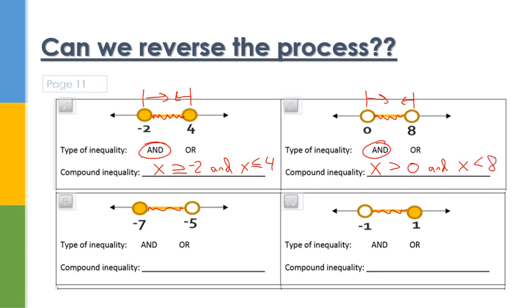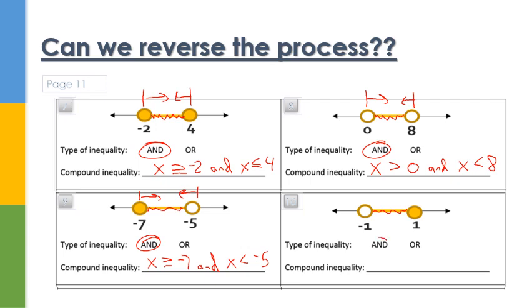On the bottom left, another and, because where it's overlapping we know. This is x is greater than or equal to. It's shading to the right, so it's greater than or equal to -7. And we have it shading, it's open, so this is x is less than -5, shading to the left.